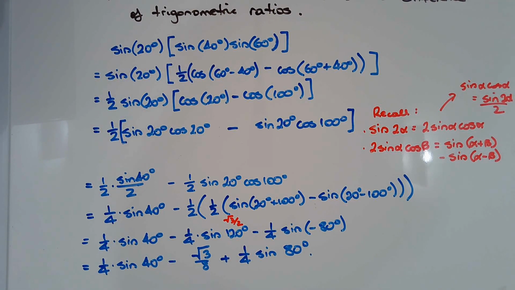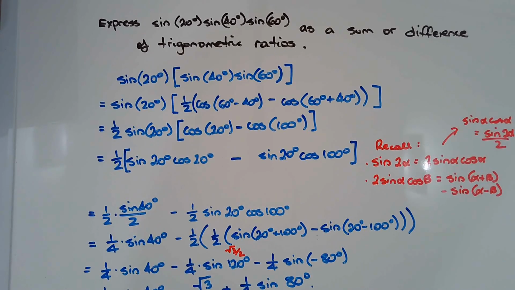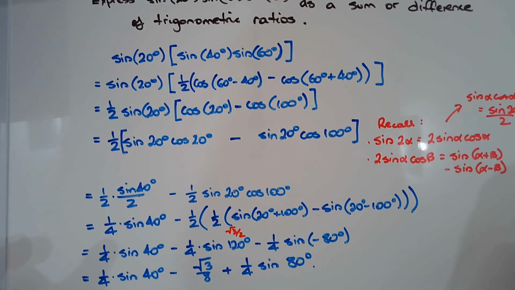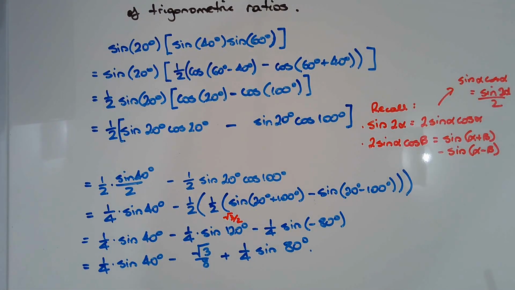If you want to check with your calculator, you can evaluate this expression here. You could also evaluate sine 20, sine 40, sine 60, and you should find that, at least from a calculator's perspective, the decimal result should be the same.